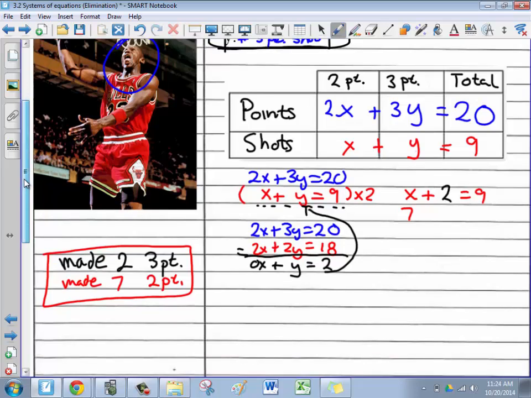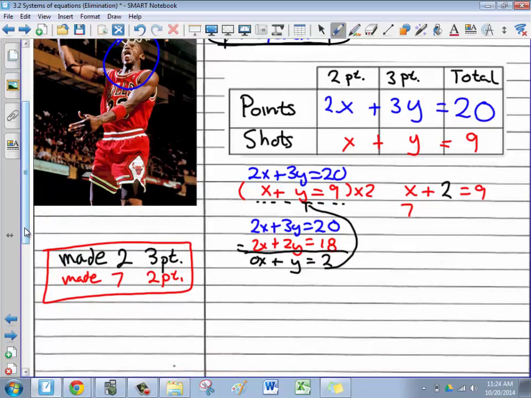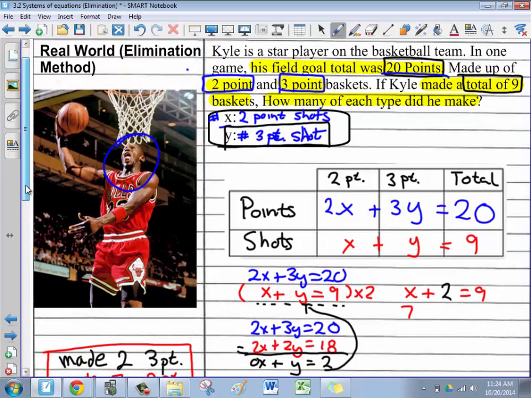So that's how you can use the elimination method to solve real-world problems. That is the end of this lesson. I hope you learned it well. Practice, practice, practice. Like Michael Jordan did. He practiced a lot, and you should do the same thing. Practice so you can do this and dunk it in there.